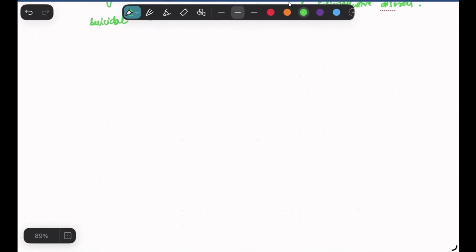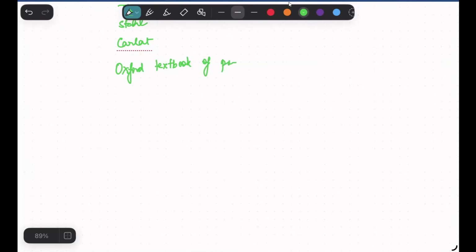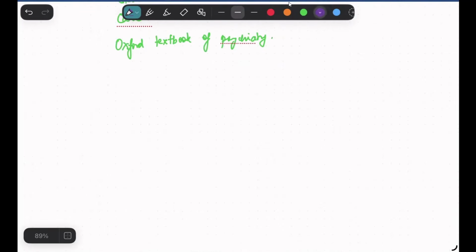In this lecture, we'll be taking the standard sources like Kaplan and Sadock CTP, Tasman, Stahl, and Carlat. And some data will also be taken from the Oxford Textbook of Psychiatry. Whatever we will be discussing here will all be from the standard sources. Starting with that, first we'll be starting with the classification of clozapine.